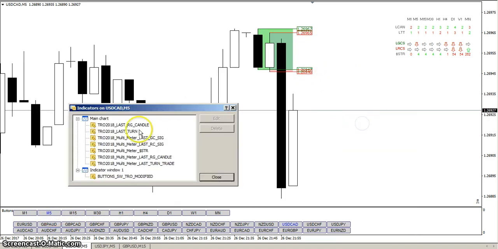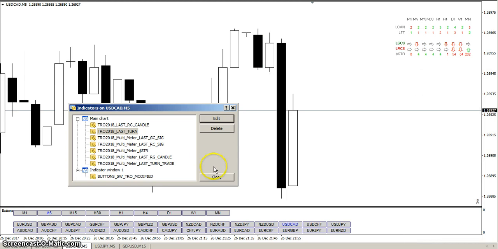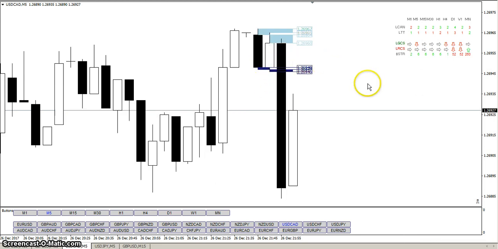And also with this indicator, it has a lot of the same features. You can show fibs, you can show the wick zones. You can leave the shading on if you want, but I just turn it off so you can actually see. So you can see there's your wick zones.